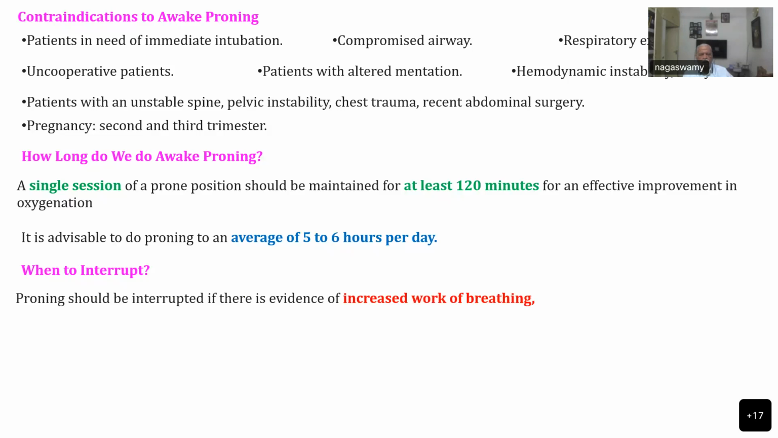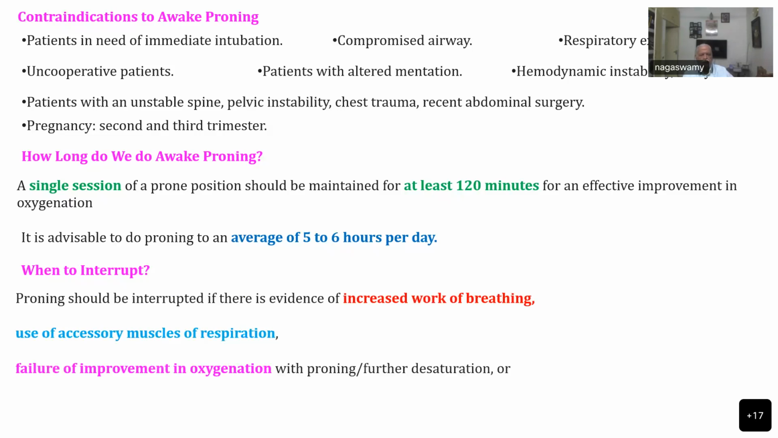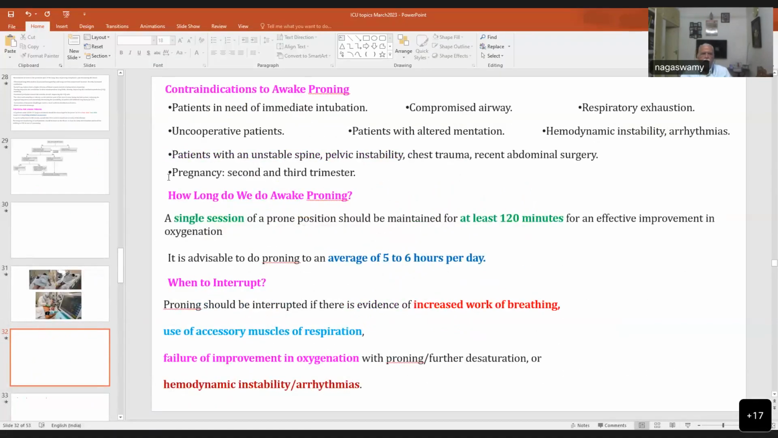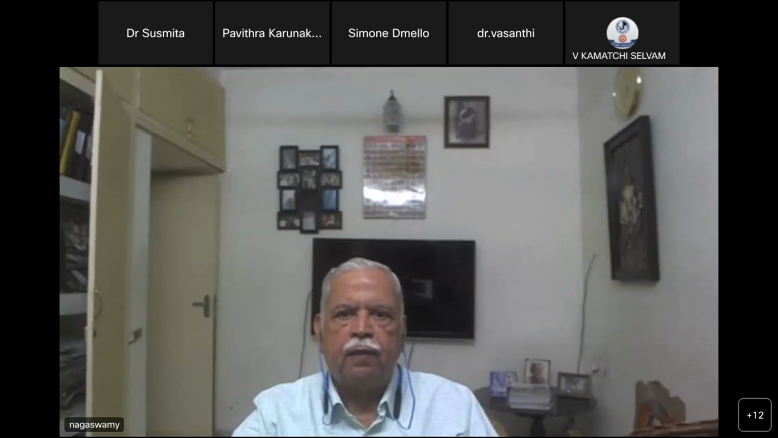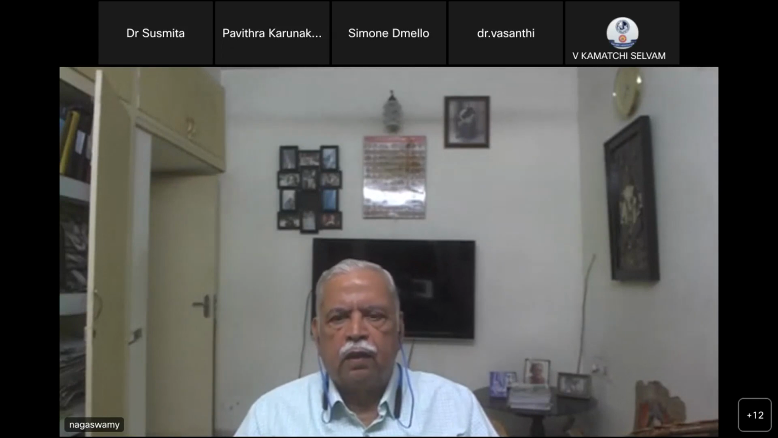When do you stop that? When there is a sign of increased work of breathing, that is the respiratory rate going up, and the patient is using accessory muscles of respiration, or the oxygenation going down, or hemodynamic instability like drop in BP or arrhythmias. All these things are indications for stopping proning. So this much if you write, it usually can be asked only as a short note question. So you can just pick up these points and write it faster in your theory exam. And the presentation Dr. Sushmita made is good enough for you to understand clearly the basics of awake proning.